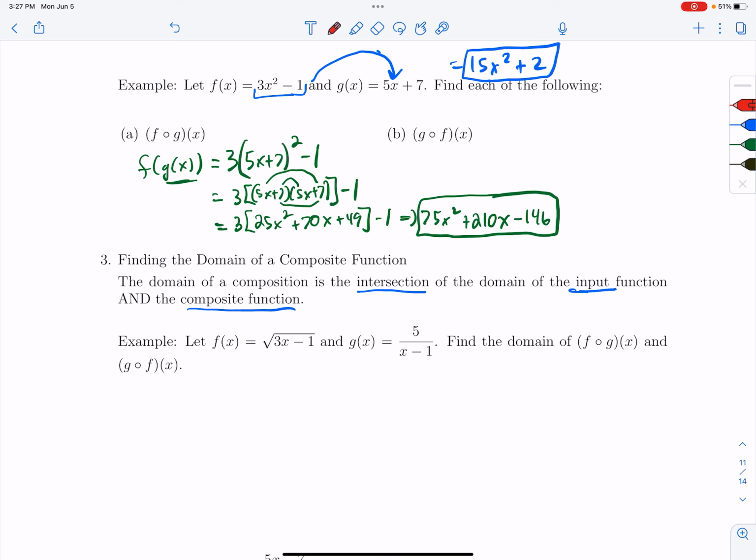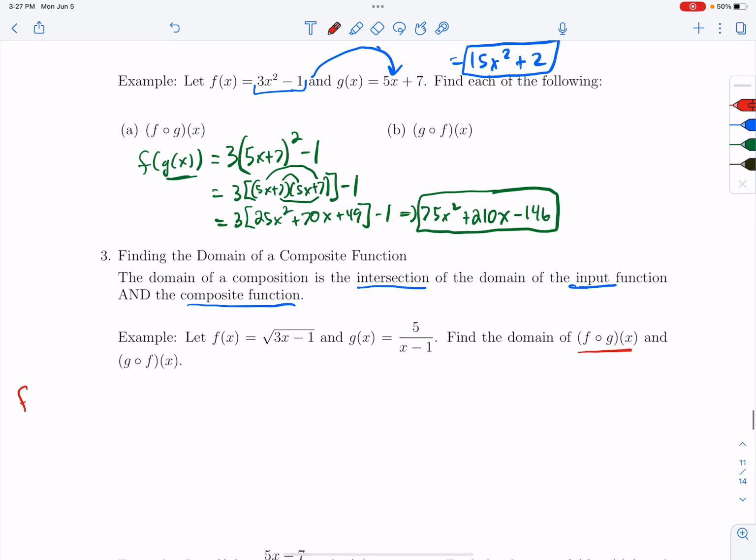So this first one says we have these two functions, f of x and g of x. We want to find f circle g, or the domain of f circle g, and then the domain of g circle f. Okay, so f circle g of x is f of g of x. So let's figure that out first. So I'm going to take the g function. I'm going to input it into the f function wherever I see the x. So this is going to be square root of 3 times 5 over x minus 1, minus 1.